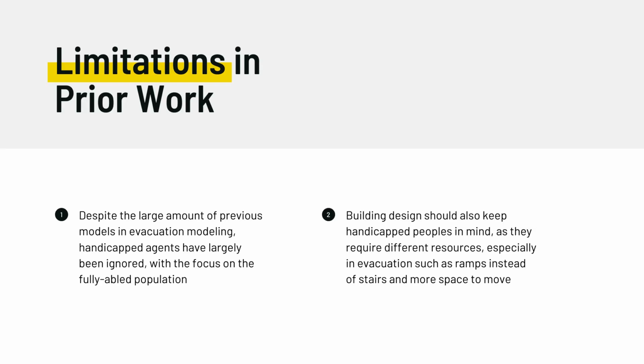However, there are some limitations on this work, and the main one that we saw was, despite the fact that there is a large amount of previous models in evacuation modeling, handicapped agents have largely been ignored in these models, and the focus has mainly been on the fully abled population. We believe that human building design should also keep handicapped people in mind, as they require a lot of different resources, especially during evacuations, such as ramps instead of stairs, and they would need more space in order to move, and may move slower than a fully abled person.